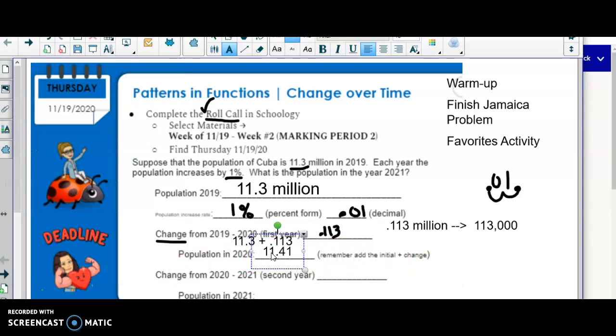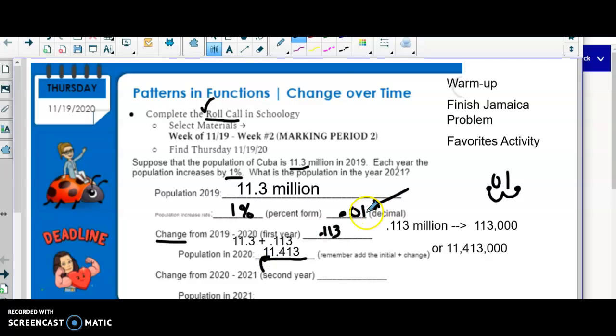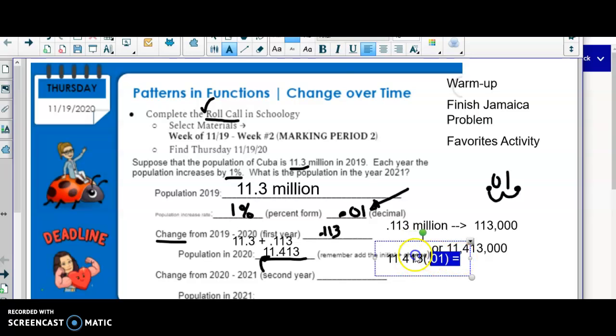So 11.413 million, or 11,413,000. Do you see that? Now we're going to use this same number and our rate to figure out the next year. We want to use the population from the previous year and our rate to do it again. So our math looks like this: 11.413 multiplied by 0.01. That's the math that we do.